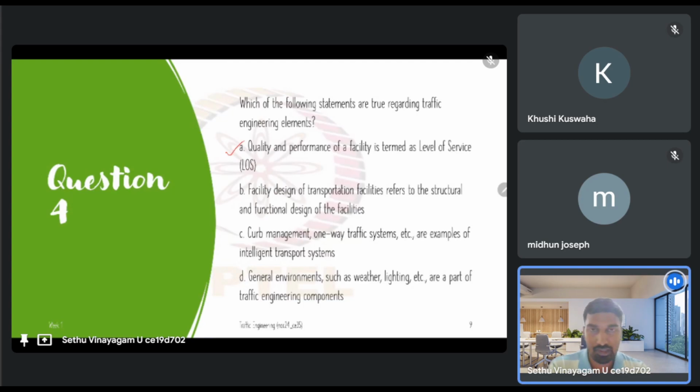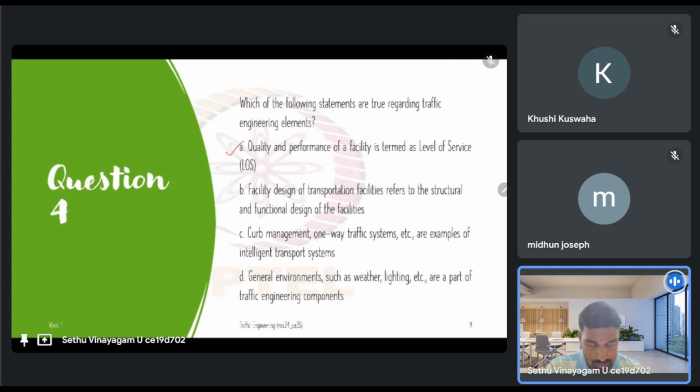So we check whether the facility's level of service is higher than or at least equal to the design level of service, right? Each facility is designed for a different level of service. This level of service is defined in terms of other characteristics of the traffic like the speed or the congestion levels. So to evaluate the quality and its performance, we look at the level of service of the facility. Therefore A is correct.